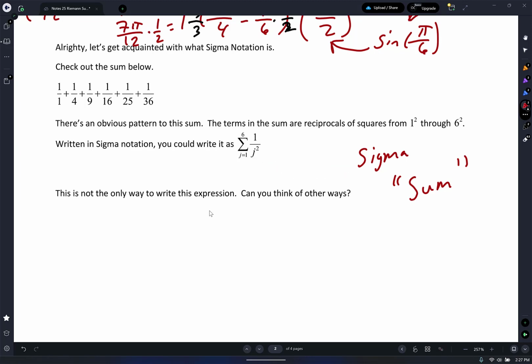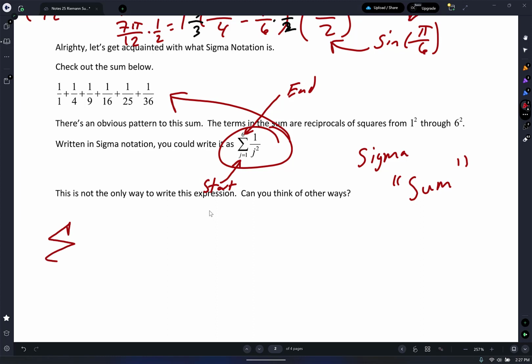So when it says written in sigma notation, you could write it out. This creates this pattern. How does it create it? Well, what it tells you is the j equals 1 is the start, and that means the first term. And then the 6 there is the end. And that means that I'm going to go first term, second term, third term, fourth term, fifth term, sixth term. Sometimes they start at 0. It doesn't matter.